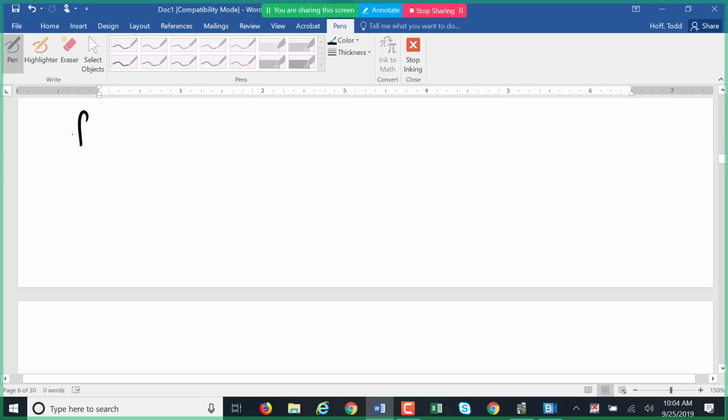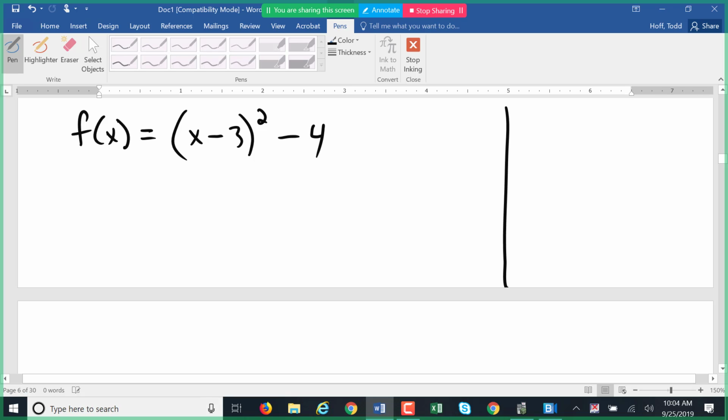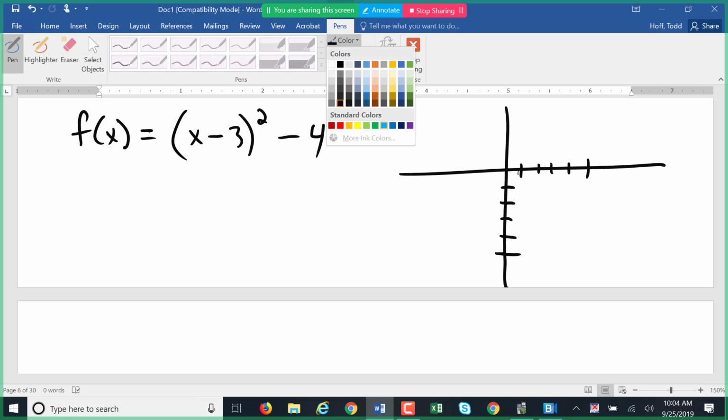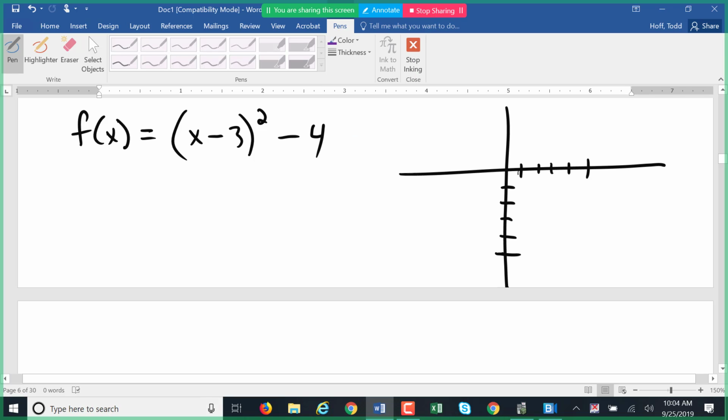If I have f of x equals, let's do (x - 3)² - 4. I go to graph this. Where's my vertex going to be at? (3, -4). Perfect, right there.